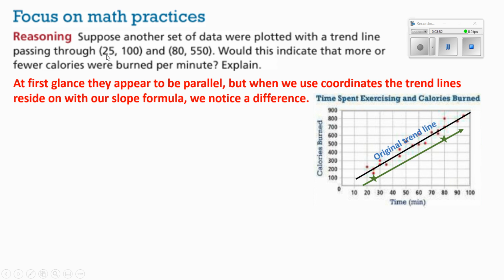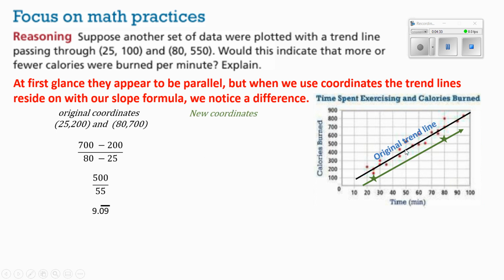So we're going to use these coordinates here. The original coordinates for this line were 25 and 200, and 80 and 700. We take our y2 minus y1 over x2 minus x1. That's going to give us 500 over 55. And 500 divided by 55 is 9.09 repeating.